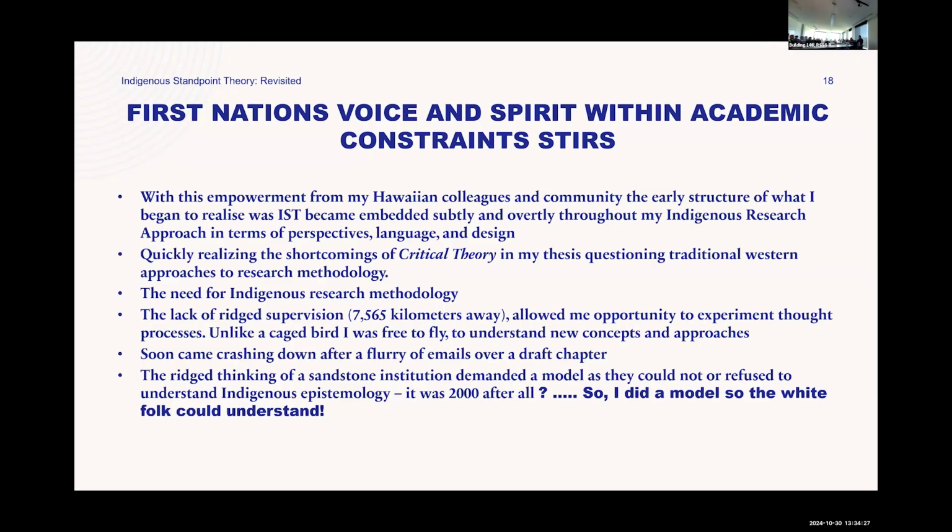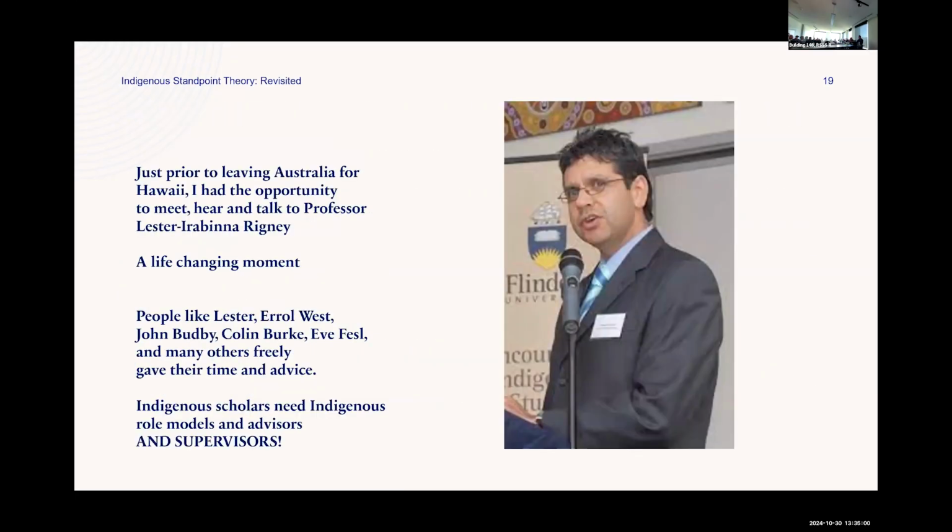And I came crashing down after the first draft literature review on Indigenous Standpoint theory, because, coming from a rigid sandstone institution, a school of graduate management demanded a model. I had to have a model. So I thought, well, what's this model? I went back out to the Hawaiian community, and we started to develop one. And they said, no, don't use our stuff, use your stuff. So I did a model so that the white folk could understand it. And I'm sorry if that sounds crass, but I had to do that because I had to get my non-Indigenous supervisors and the school manager to understand what I was talking about.